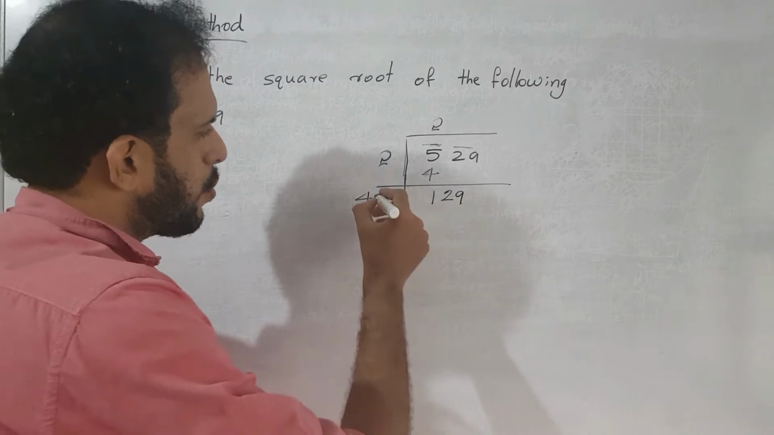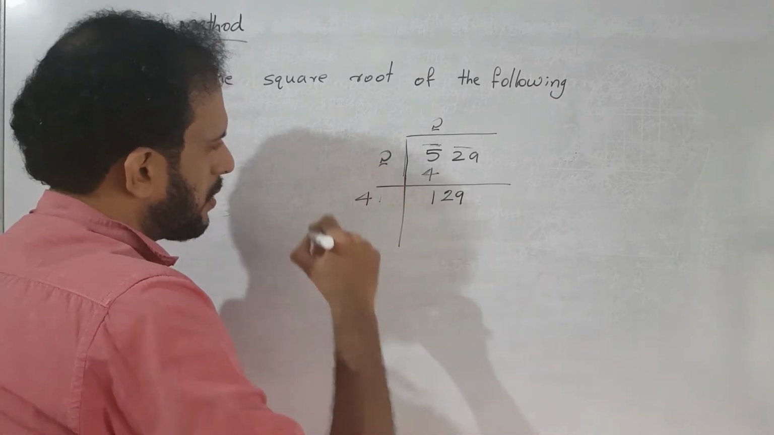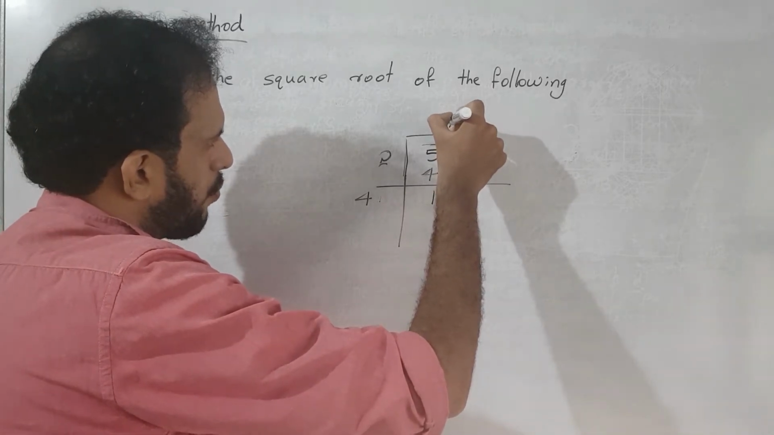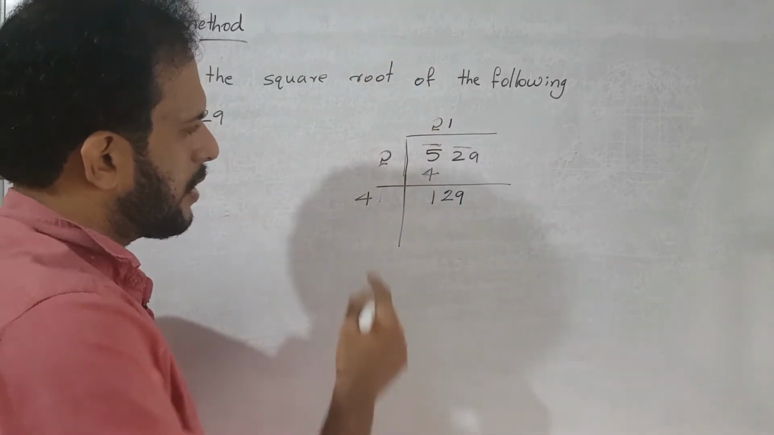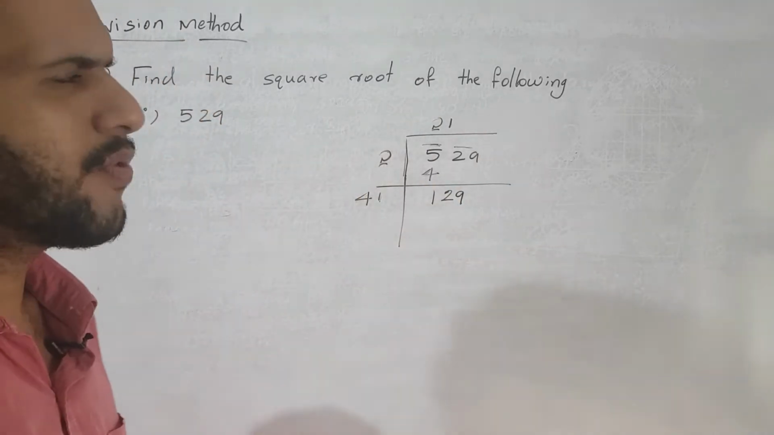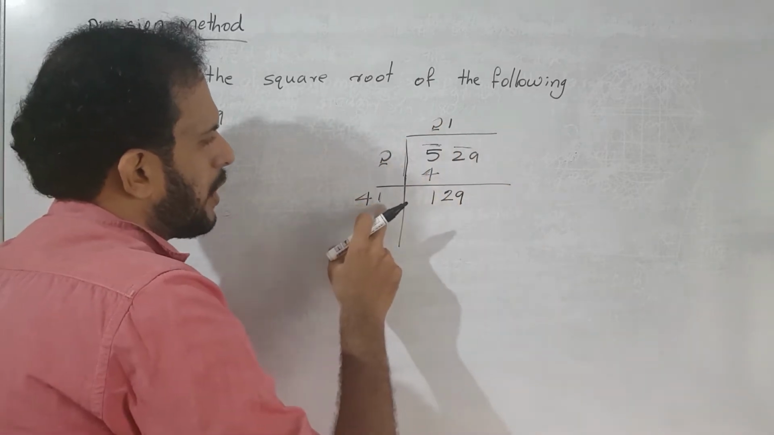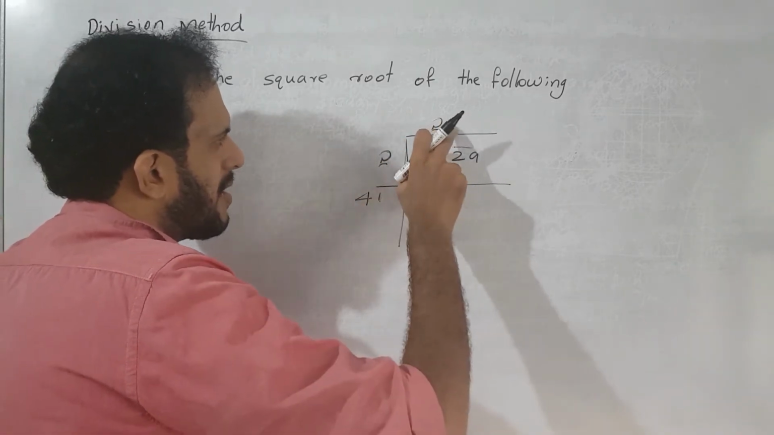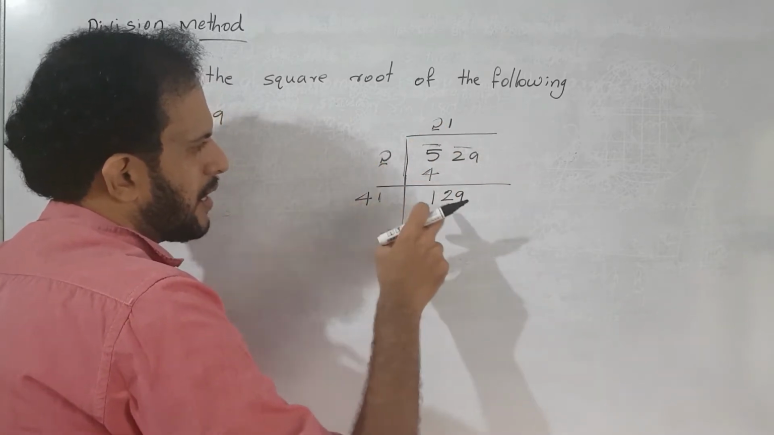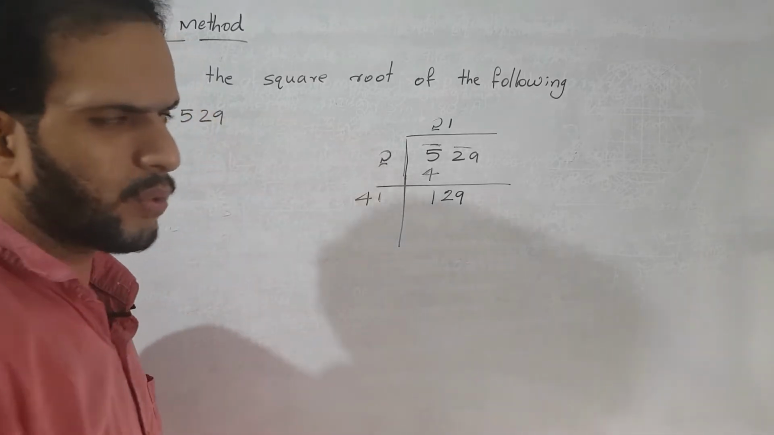Suppose we choose 1 here, then here we also choose 1, here we choose 1, and here also we choose 1. Next, we do 1 into 41, not 1 into 1, 1 into 41. What is 1 into 41? That is 41, which is less than 129, not equal to 129, correct.